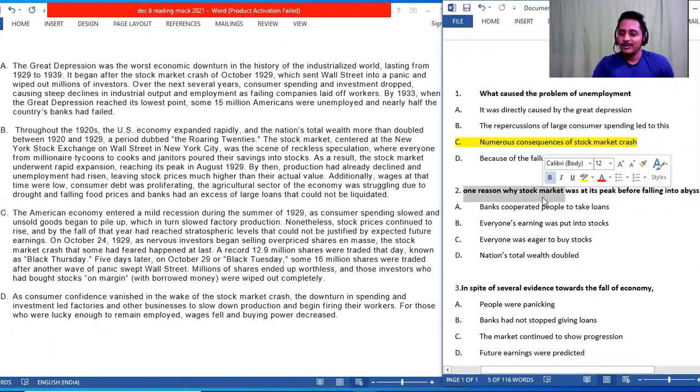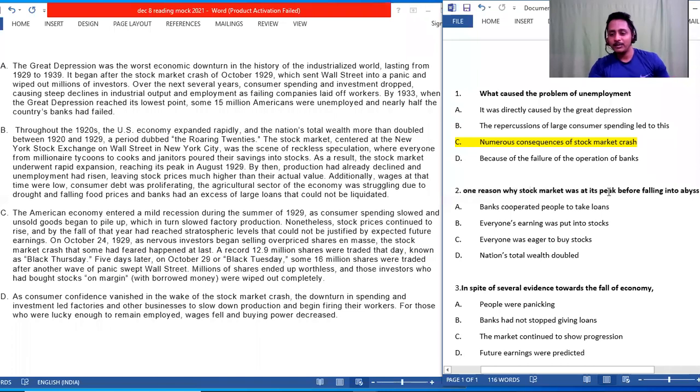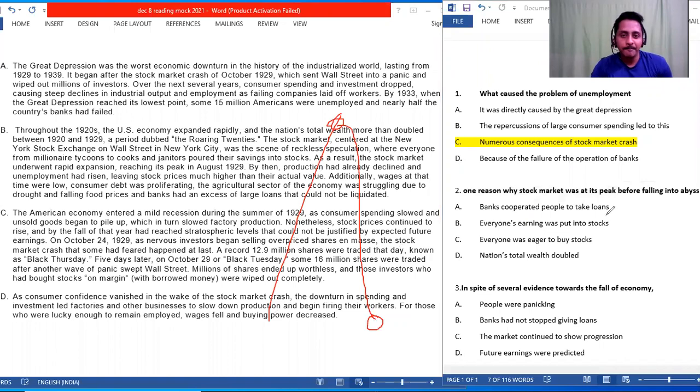One reason or one of the reasons why the stock market was at its peak before falling into the abyss. Majority of the people have a problem with understanding the question. They just jump to conclusion. Why was the stock market at its peak before falling so deep? Abyss is some deep area. Let's say why it was here is the question. Here they talked about depression. Here they talked about Black Thursday. It is here where the nation's total wealth doubled, stock market centered, and so on.